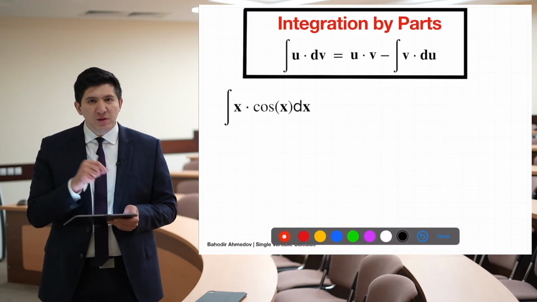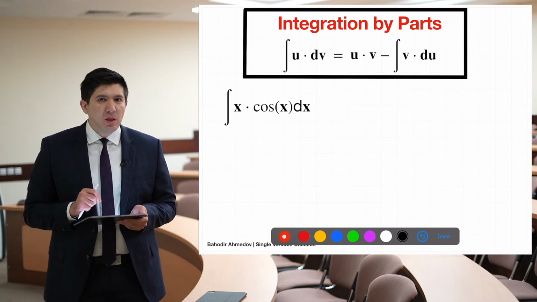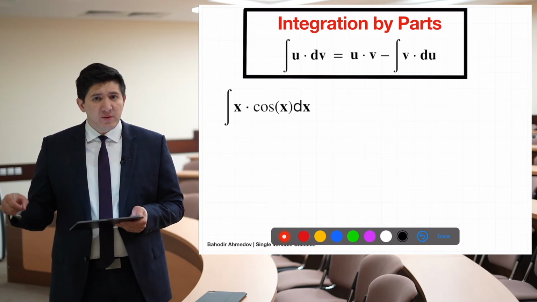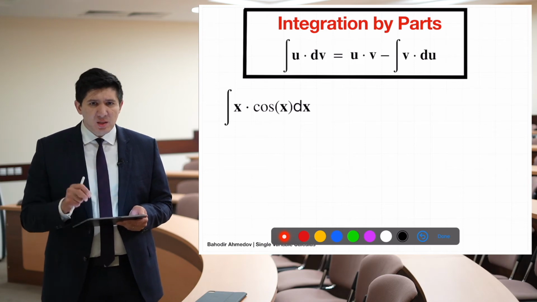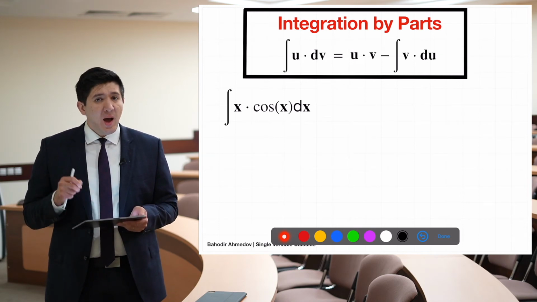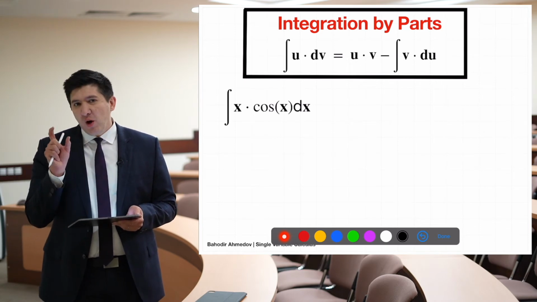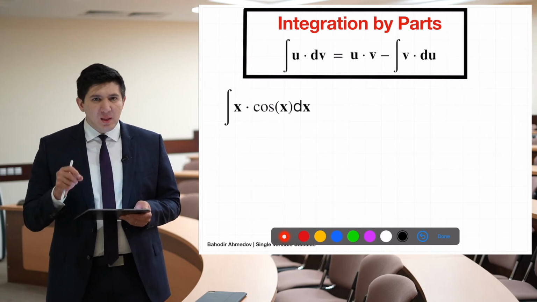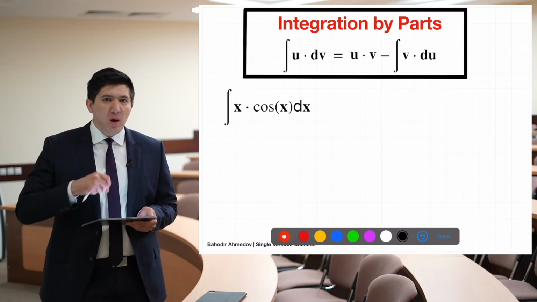So here I've got the two functions, the multiplication of the two functions inside my integration. I can probably try to integrate x or cosine of x separately, and I think I can do this. I can do the integration of x separately. I can do the integration of cosine of x separately as well. But if you've got the multiplication, then it becomes really difficult. The integration by parts helps us to get rid of one of the functions.